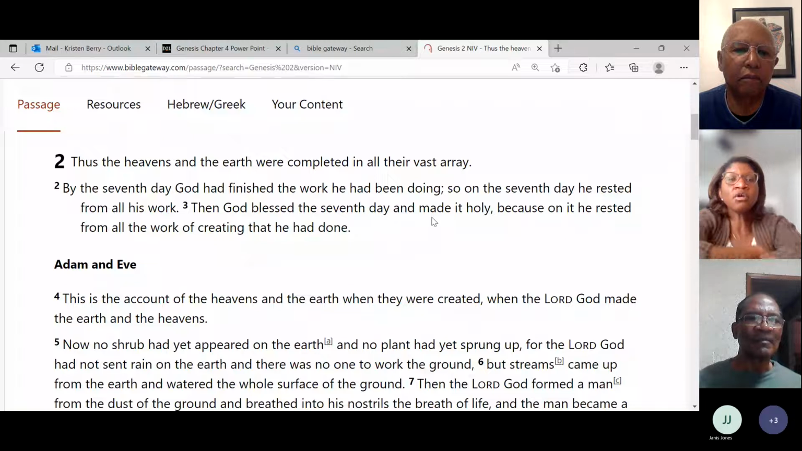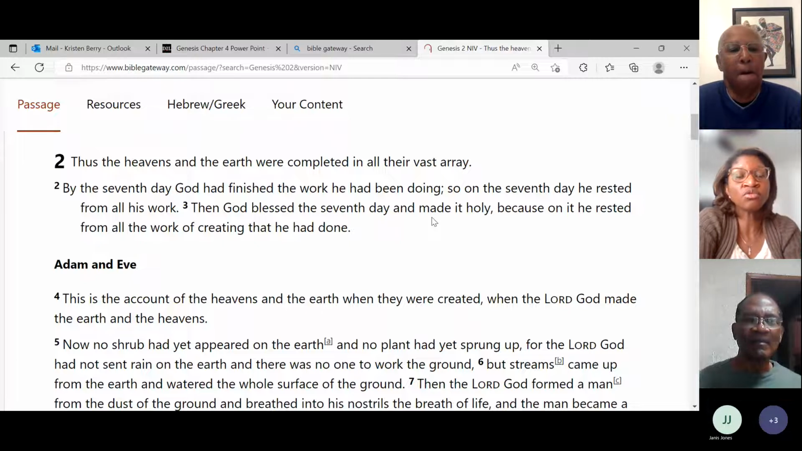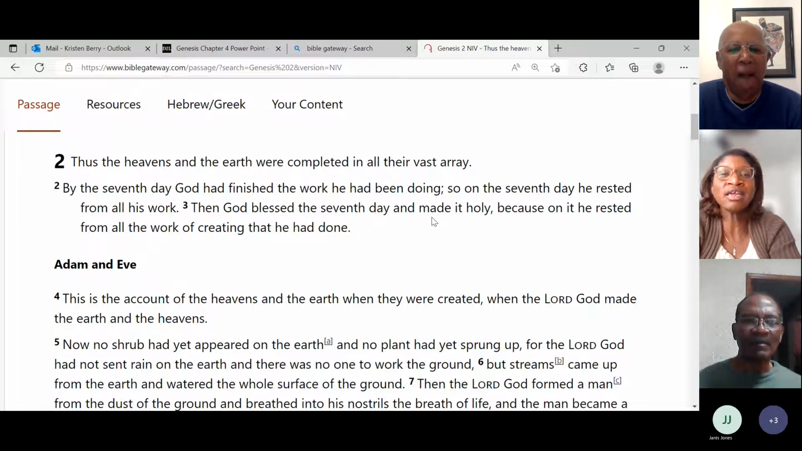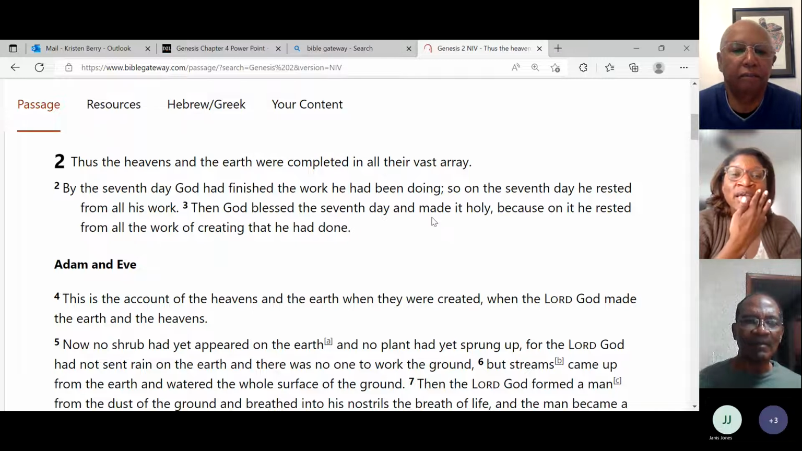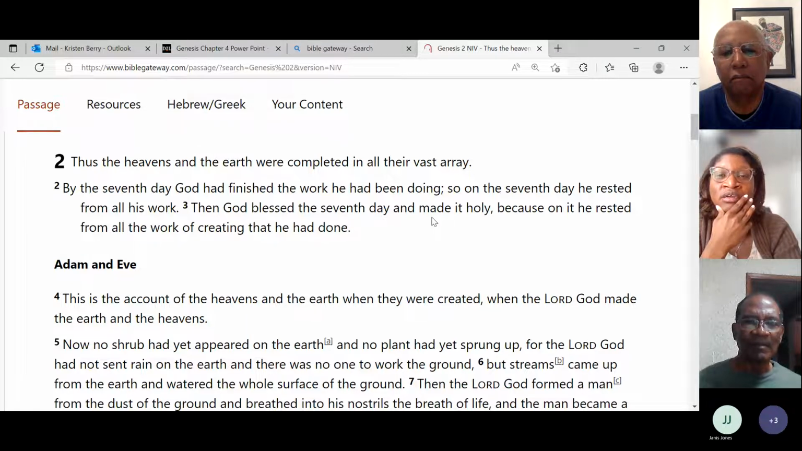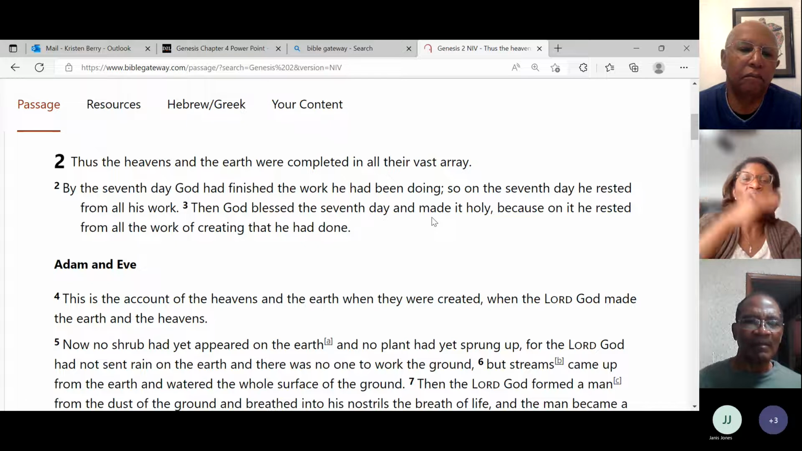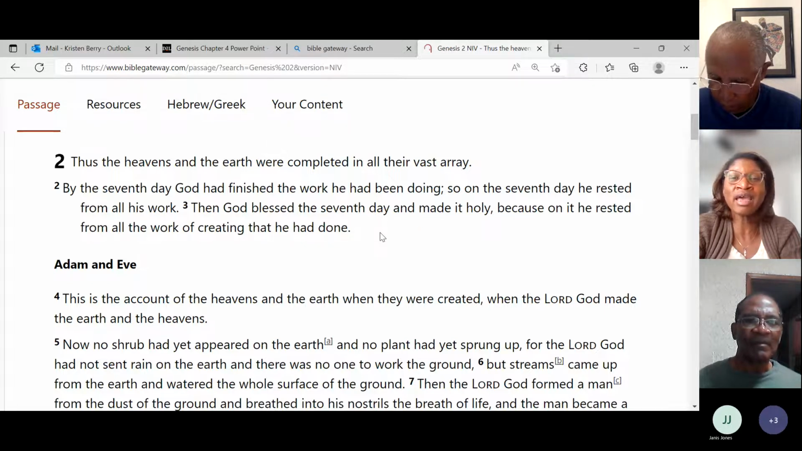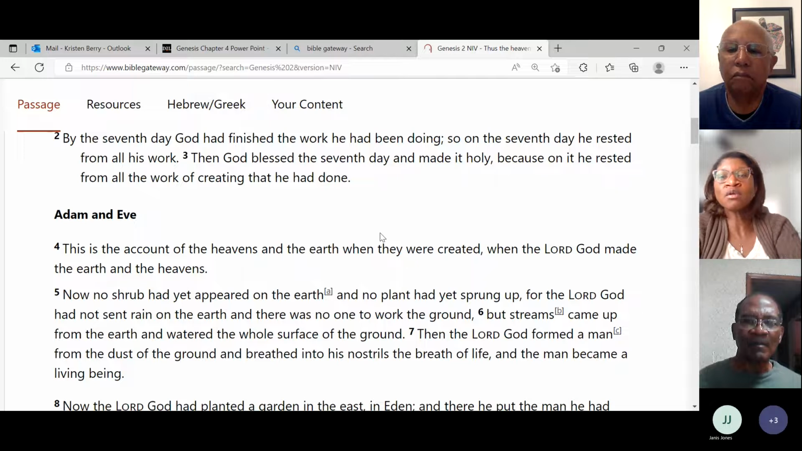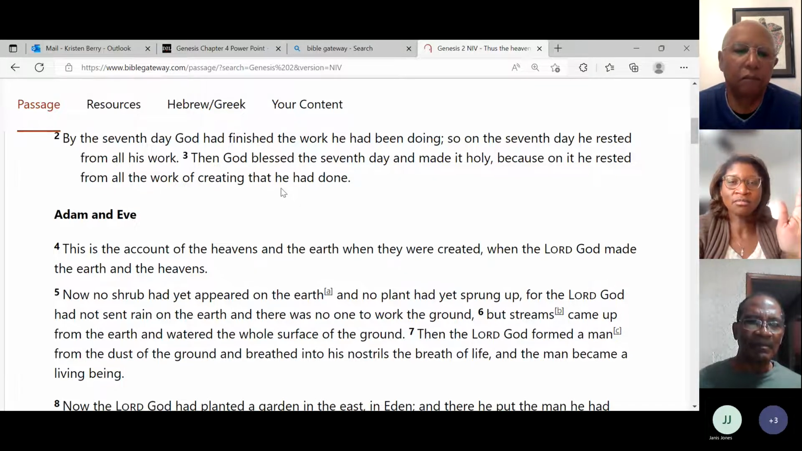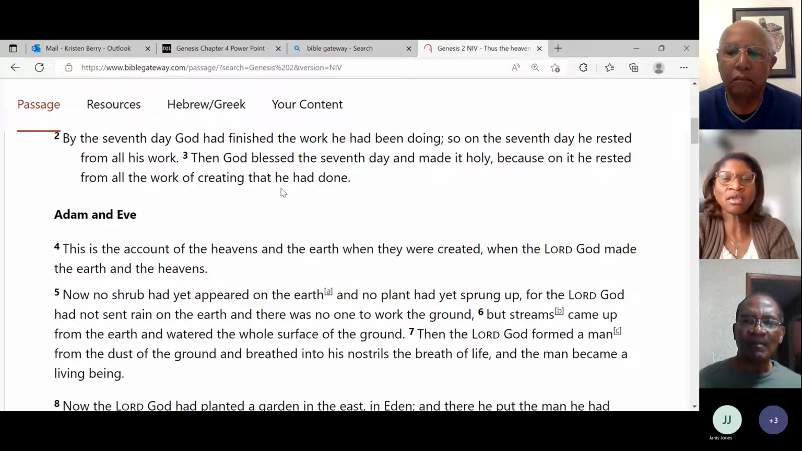And then we're going to come up here to chapter 2. I'm walking you through something here. Chapter 2. Thus the heavens and the earth were completed in all their vast array by the seventh day. By the seventh day, God had finished the work he had been doing. So on the seventh day, he rested from all his work. Then God blessed the seventh day and made it holy, because on it he rested from all the work of creating that he had done. Does that seem like the end of a story? Not the end of a story, but kind of like a conclusion.